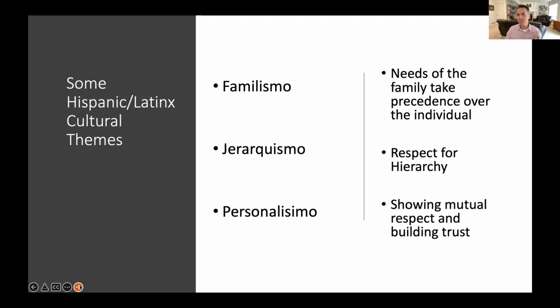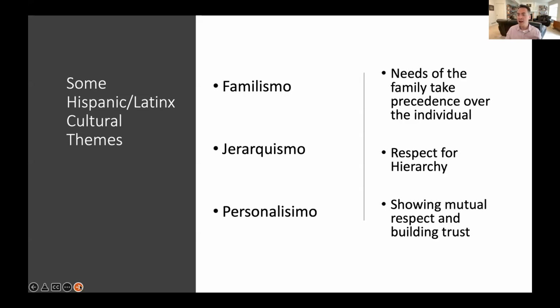One is called familismo, which means the needs of the family take precedence over the individual. So whenever you have treatment care options for an individual, it's going to be important to understand how the family may look at the care needs, whether financially, et cetera, because really the family's needs take precedence over the individual, unlike a lot of our Anglo cultures, where the individual is everything and the group is not so much. So there's a switch.